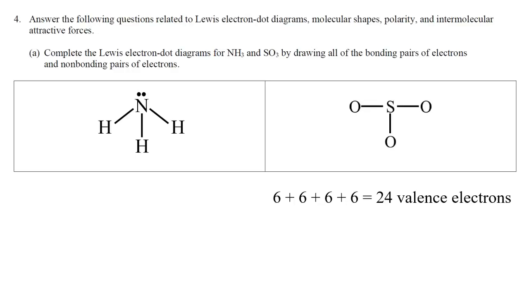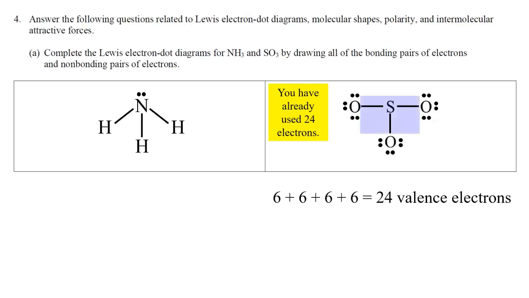I'm now going to complete the octet around each oxygen. Now, have I reached 24 valence electrons total yet? 2, 4, 6, 8, 10, 12, 14, 16, 18, 20, 22, 24. Yes. So we've already used 24 electrons. I can't add any more. And hopefully you can see that the central sulfur atom does not have access to a complete octet.